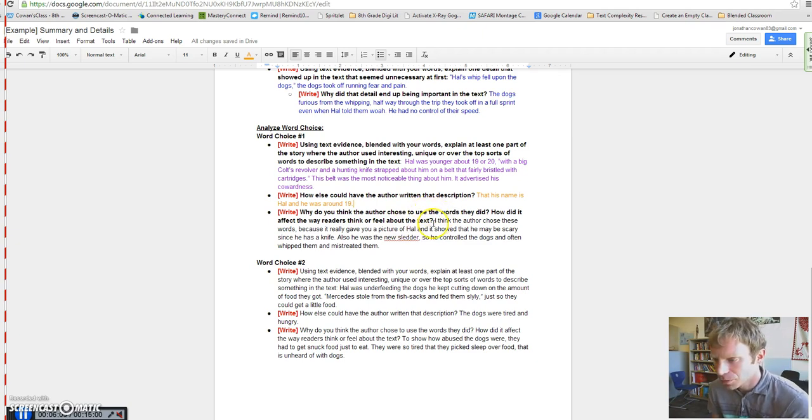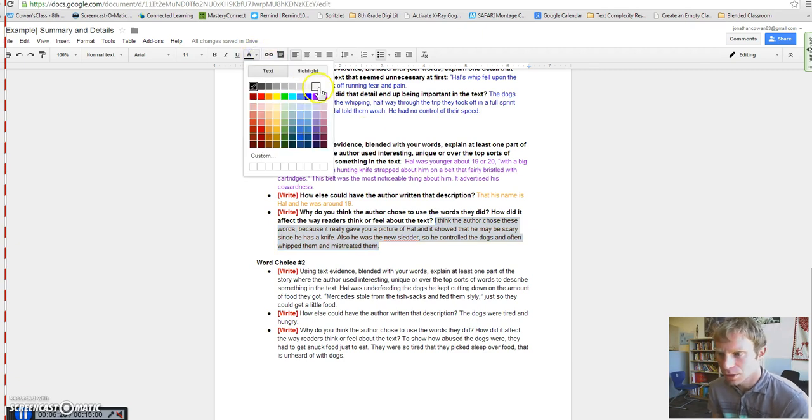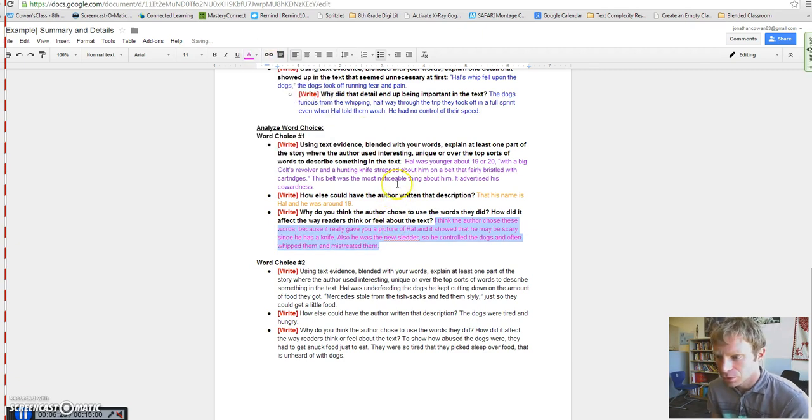And this person wrote, I think the author chose these words because it really gave you a picture of Hal, and it showed that he may be scary since he has a knife. Also, he was the newsletter, so he controlled the dogs and often whipped them and mistreated them. So in this case, they talked about why the author would choose those words to describe Hal compared to what they could have done. Let's take a look at another example.